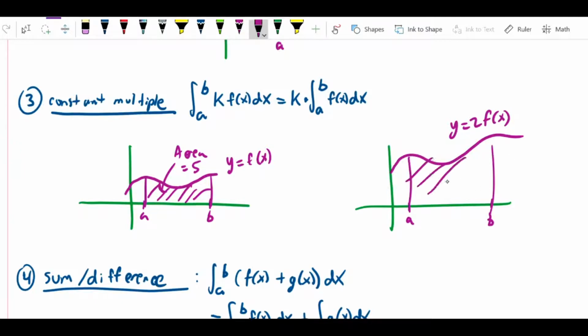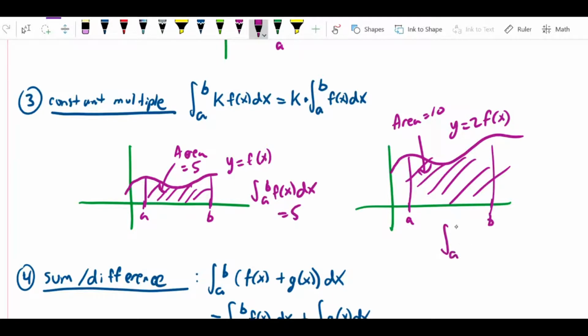Then what I should get is twice as much area. That's going to be an area of 10, because we know that if the area under f of x on the interval a b is 5, then if I simply make the function twice as tall, I'm just doubling the amount of area. So that's what this rule means. Here we can say that the integral from a to b of f of x dx equals 5, and what I've drawn here is the integral from a to b of 2f of x dx is equal to 2 times 5, or 10. That's how you would apply that rule.